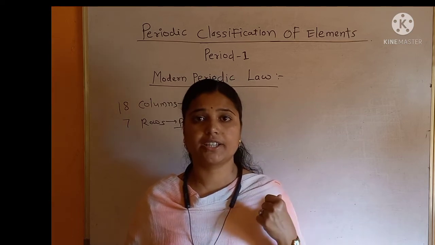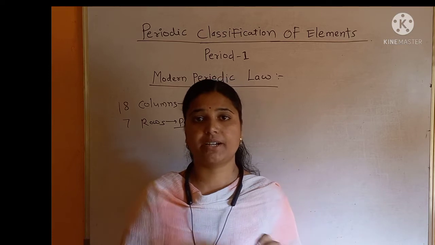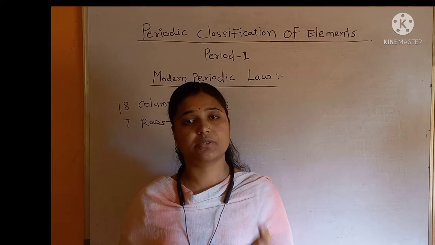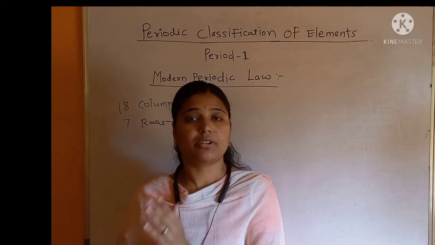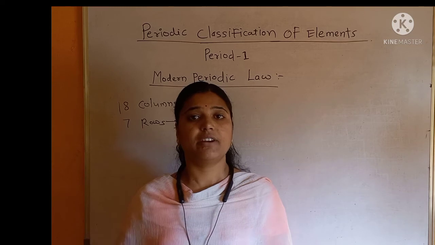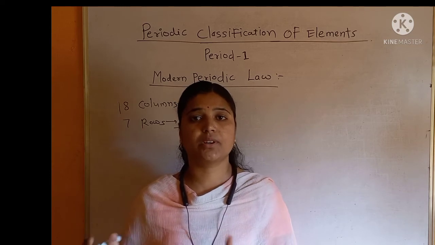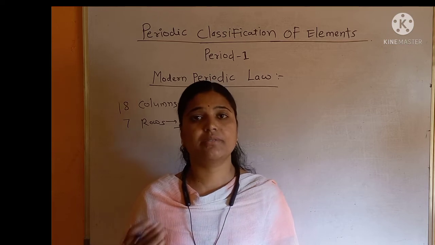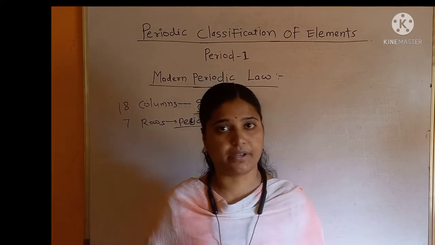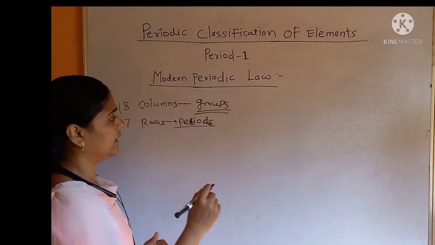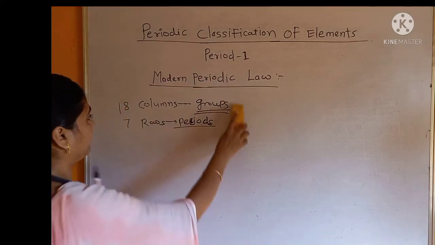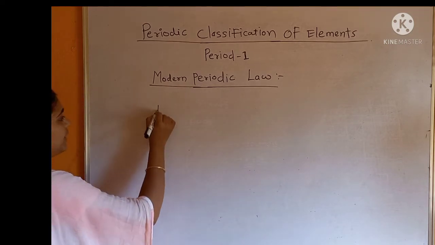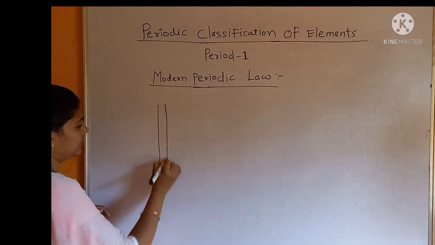Now I will draw the periodic table and show how the elements are classified. In the S block, different groups are present, in the D block also different groups are present, and in the P block also. Why are there different groups? Because they show different properties, and their atomic number and atomic mass number are also different. There are 18 columns, called groups. So now I draw 18 columns.